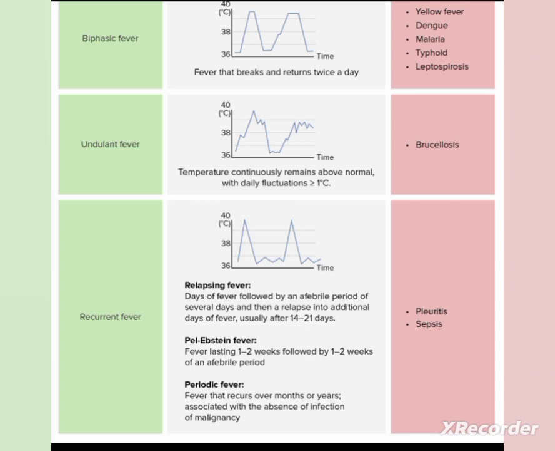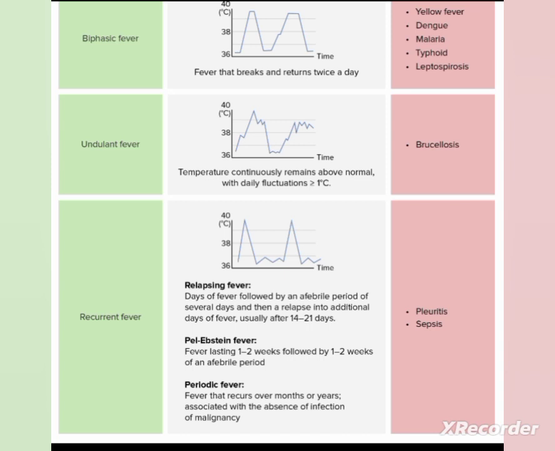Next one, periodic fever. Periodic fever recurs over months or years and is associated with absence of infection or malignancy. So periodic fever occurs periodically and is not much associated with infection or malignancy. Okay, so these recurrent fevers are commonly seen in pleuritis and sepsis.